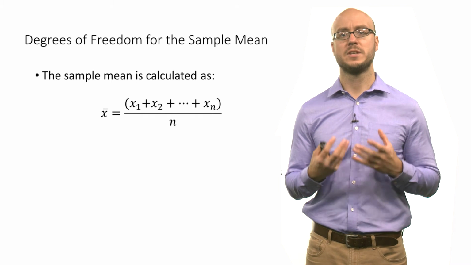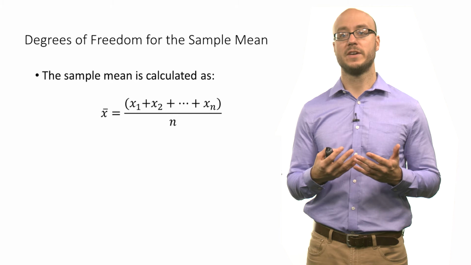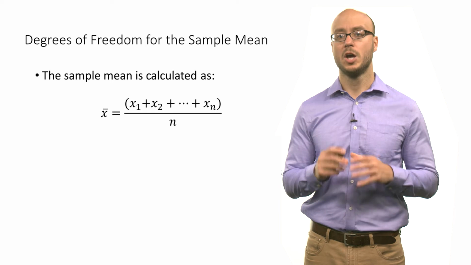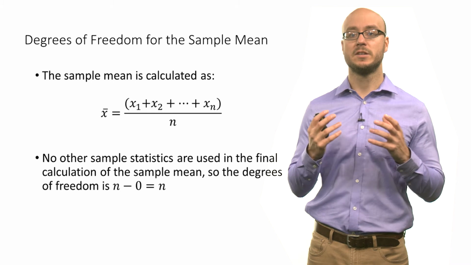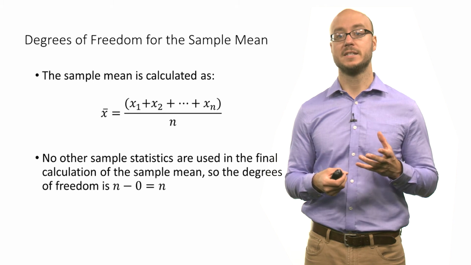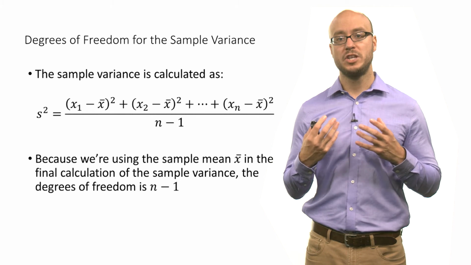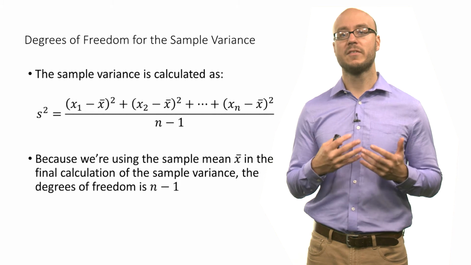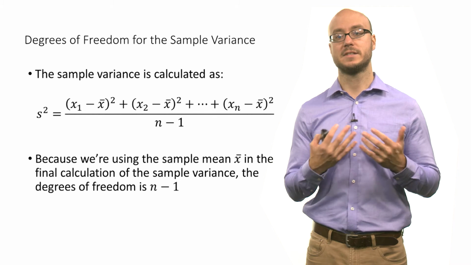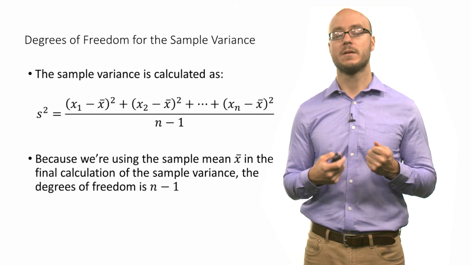So let's just go through this in detail so it's clear. The sample mean is simply the sum of the values of all the observations in our sample divided by the sample size n. We call the sample mean x bar. We don't use any other sample statistics to calculate the sample mean, so the degrees of freedom is n, the sample size, minus 0. So we have a value of n. For the sample variance, we use the sample mean x bar in the final calculation of the sample variance. Since we're using this other sample statistic to calculate the sample variance, the degrees of freedom is n minus 1.